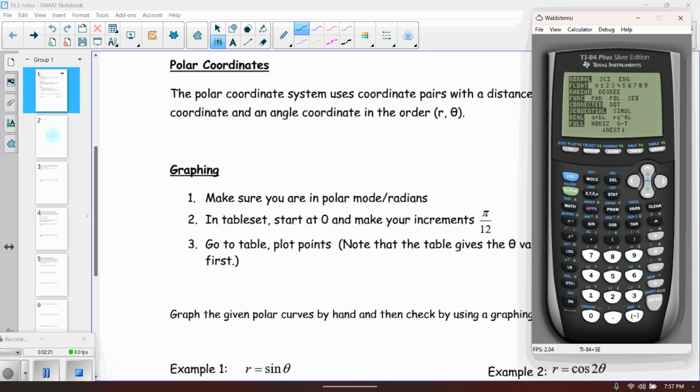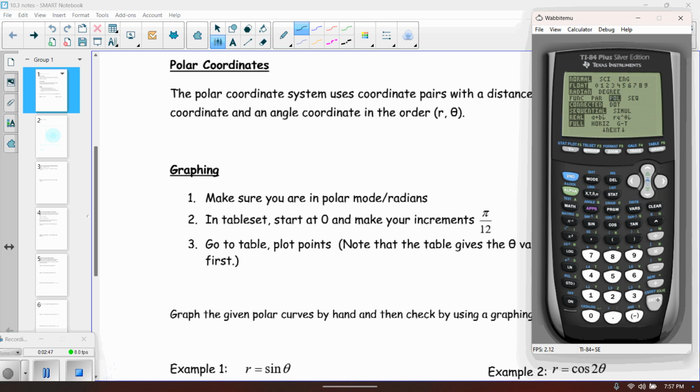Then you've got PAR, which we haven't really dealt with. That's the parametric function, which you can input stuff into, and that would have been good for the prior two sections if you wanted to just see what the graphs look like. But the one we're going to use specifically, we're going to scroll down, and we're going to put this in polar mode.